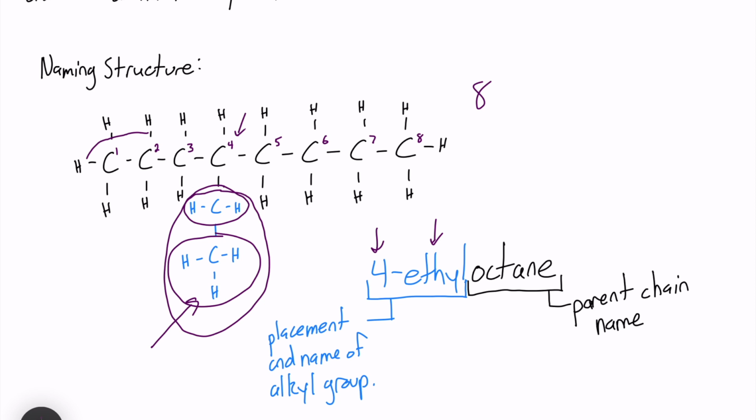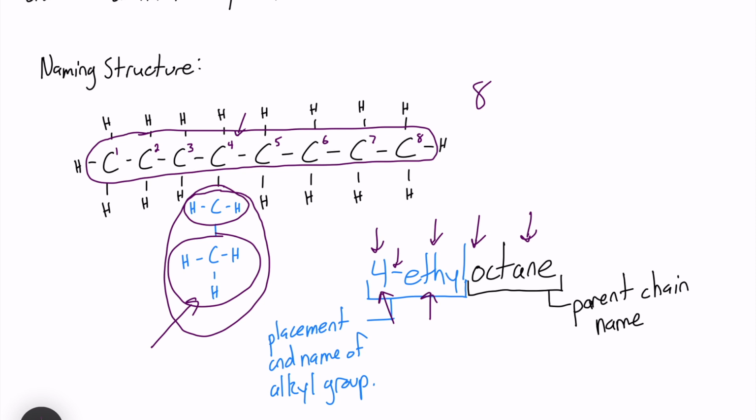And finally, we have carbons 1 through 8 on the parent chain. I'm just going to circle the parent chain here. This is the longest possible chain in this hydrocarbon, and because it has 8, it is going to be octane. Notice our number 4 and our alkyl group are separated by a dash. Since we don't have any numbers between our alkyl group and our parent chain, we do not have to separate this whatsoever. There's nothing between the ethyl and the octane. So this hydrocarbon is called 4-ethyloctane.